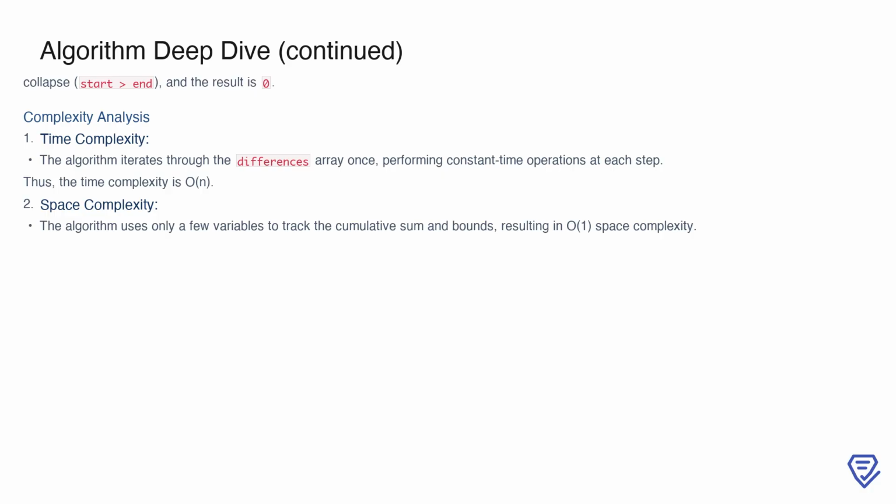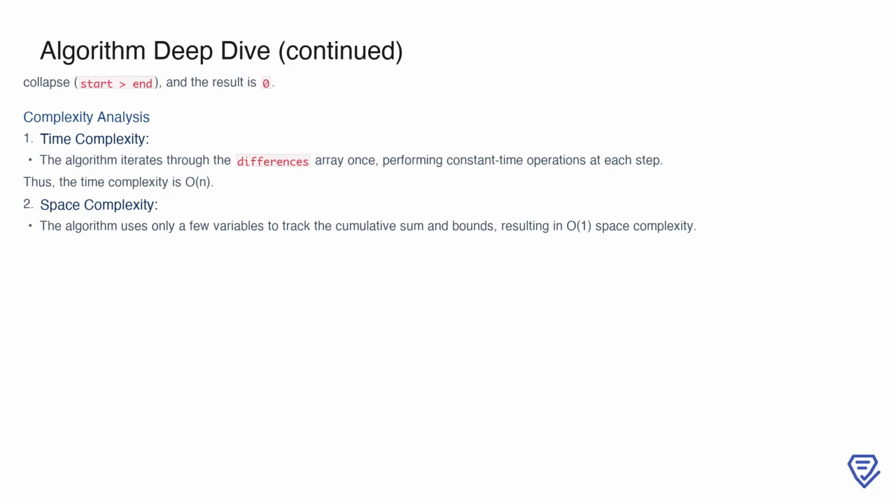The time complexity of the algorithm is O(n), where n is the length of the differences array. This is because we iterate through the array once, performing constant time operations at each step. The space complexity is O(1), as the algorithm only uses a fixed number of variables to track the cumulative sum and bounds. These characteristics make the solution highly efficient, even for large input sizes.